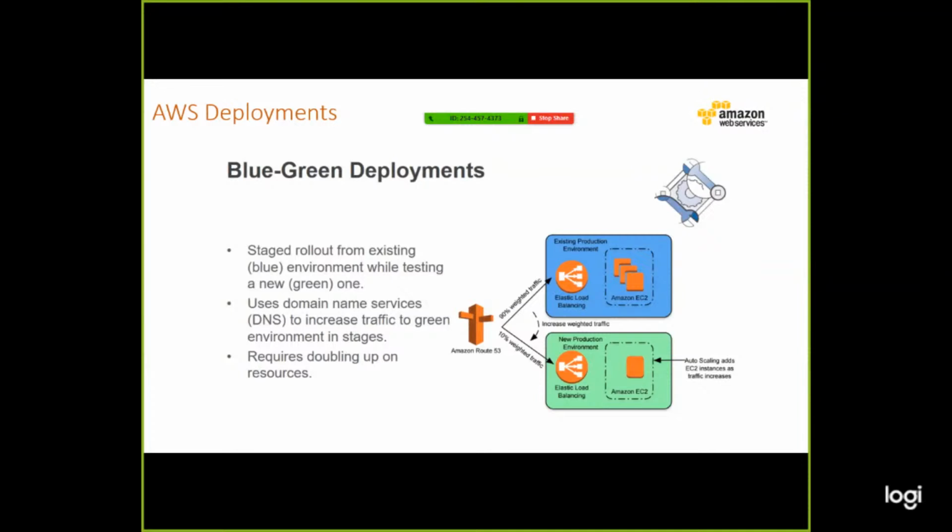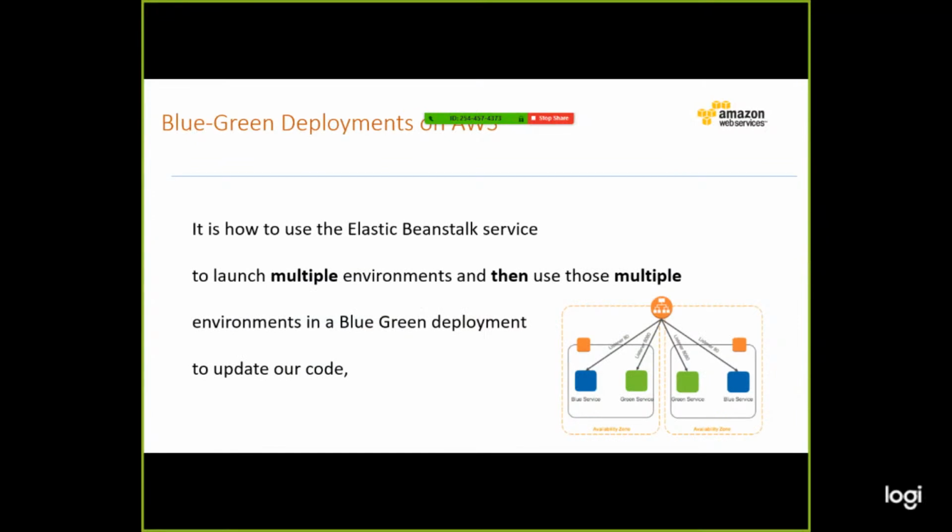We also mentioned last week that if you would like to launch a new product using the environment, you can increase the traffic from the existing environment to the new one, and you can calculate the weight of the traffic and move it accordingly. However, you have to make sure you go through the right services. So it is exactly how to use the Beanstalk service to launch multiple environments, and then you can use those multiple environments in your blue-green deployment. You just basically update your code.